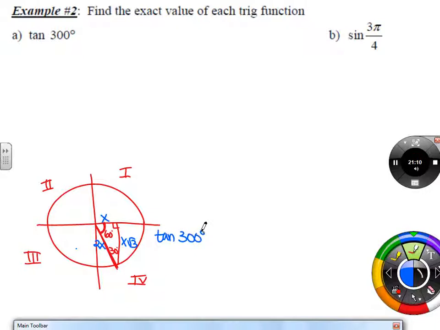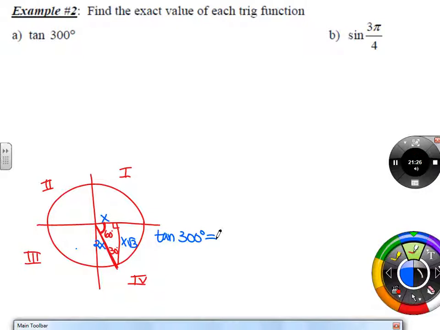So we found where 300 was. We made a little triangle with our reference angle, and then filled in what we know about that kind of triangle. Now that we've got all this information, we want to go back and answer their question. What is the tangent of 300 degrees?